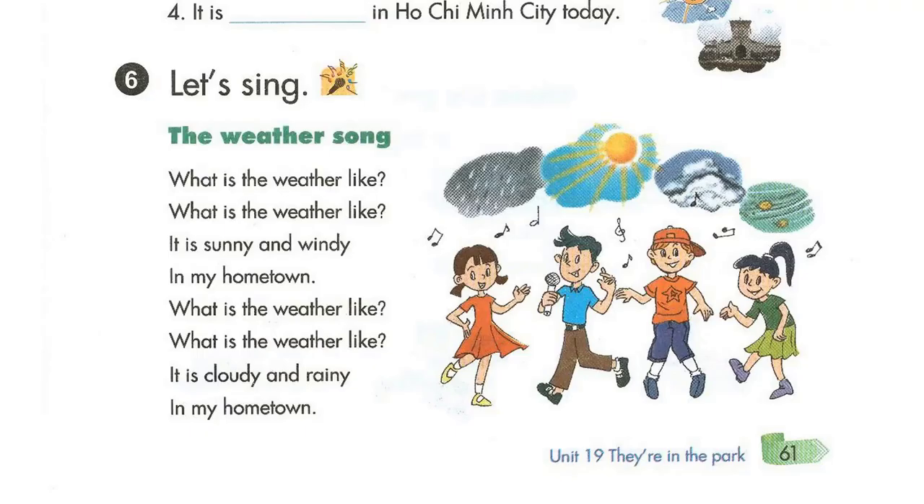Page 61. Lesson 2. Activity 6. Let's sing the weather song. What is the weather like? It is sunny and windy in my hometown. What is the weather like? It is cloudy and rainy in my hometown.